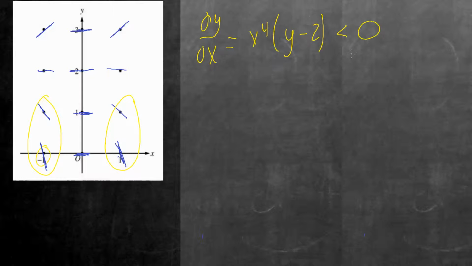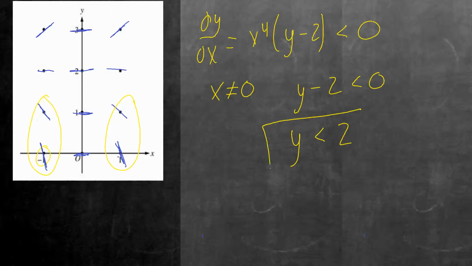If we look at our slope function, we basically want to know when this will be less than 0. So x cannot be 0, because if x is 0, the whole thing equals 0, which would make it not negative. So basically it's just y minus 2 less than 0. So when is y less than 2? When y is less than 2 and x doesn't equal 0, the slopes will be negative. A little algebra problem.